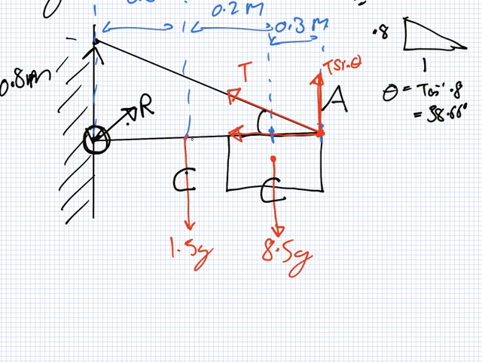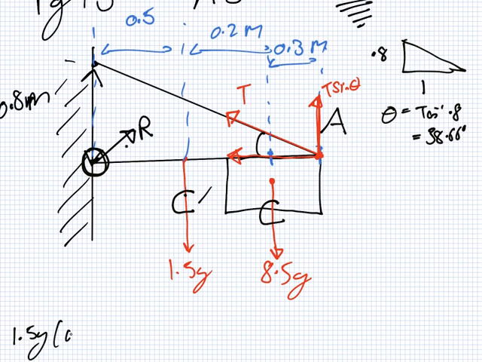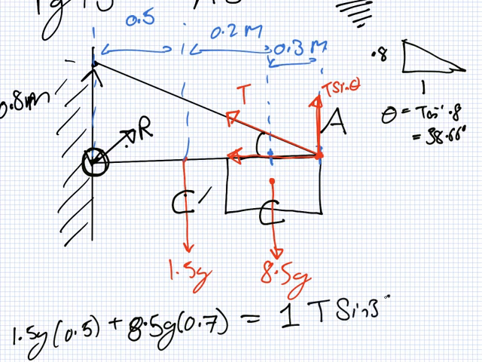Right, what is the force and what is the distance for the first one? Force 1.5 g, distance 0.5, plus 8.5 g times 0.7, equals this last one here. What's the distance? 1. And the force is T sine theta. Can you get the T from this?